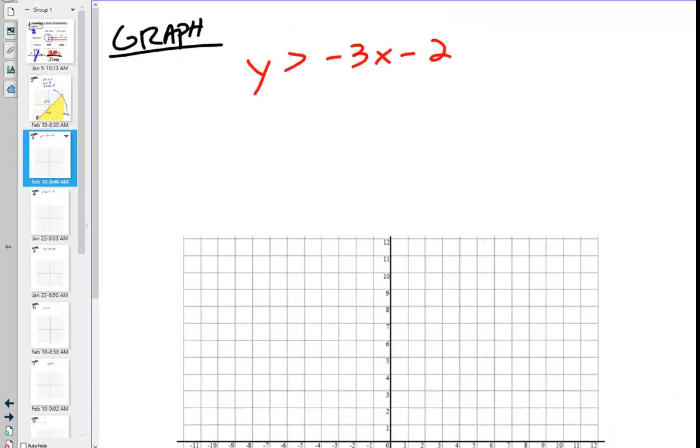Ariana, y is by itself. What's the slope here? We'll write it as a fraction to help us graph. Kayla, what's the y-intercept? -2. Yeah, I'll give you guys a head start. I'll give you like a 45-second head start. Let's see if you can graph.